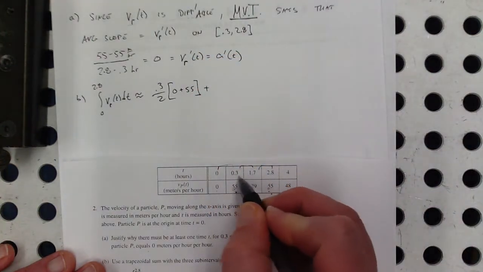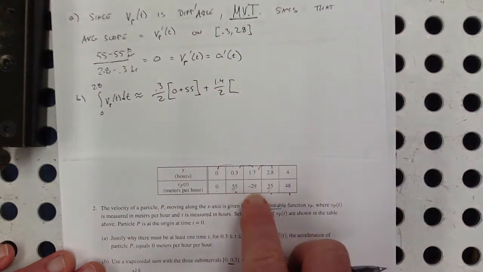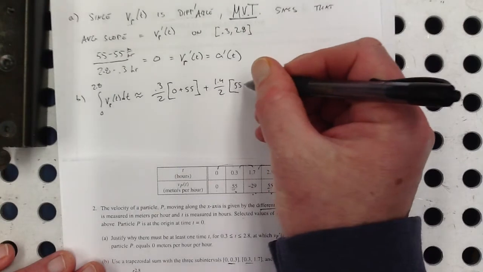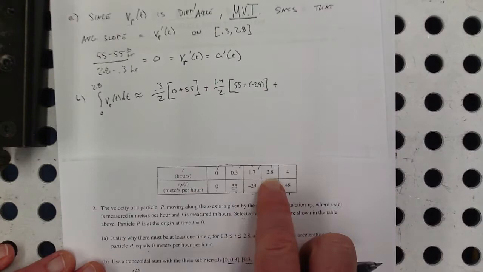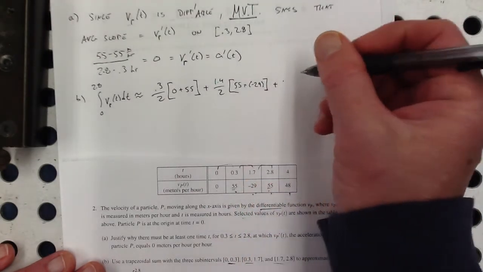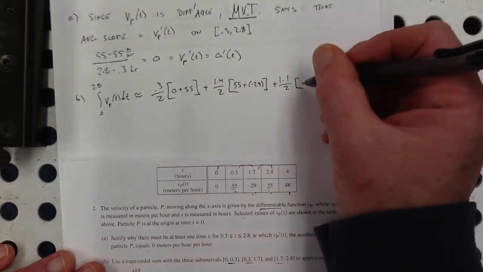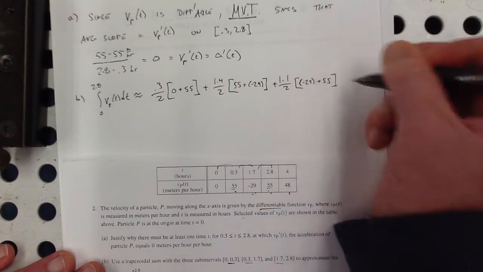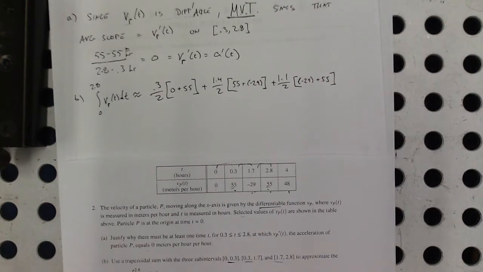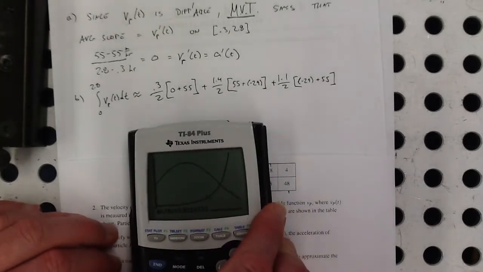The width here would be 1.4 divided by 2, and then the sum of those 2 things. The width here is 1.1, and then the sum of these 2 things. All right, I think that looks good. And now we just need to crank that out on the old calculator.